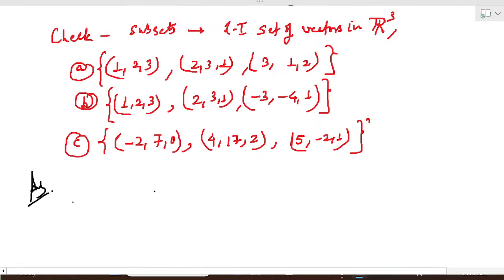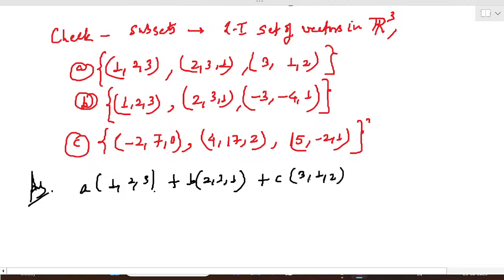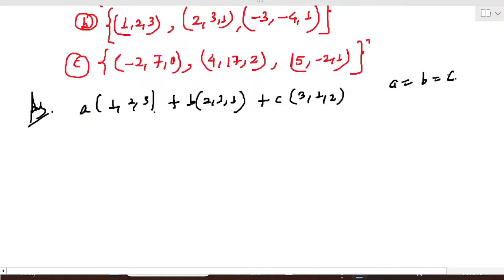Okay, the first one. If I write the first one, this will be alpha times (1, 2, 3) plus b times (2, 3, 1) plus c times (3, 1, 2). If I get a trivial solution, that is a equal to b equal to c. Right, exactly. Whichever way it suits you.